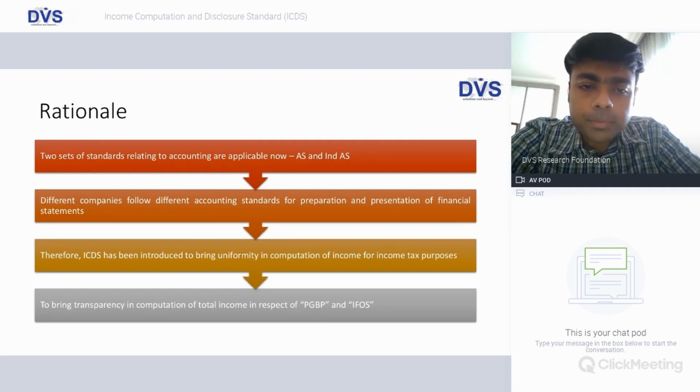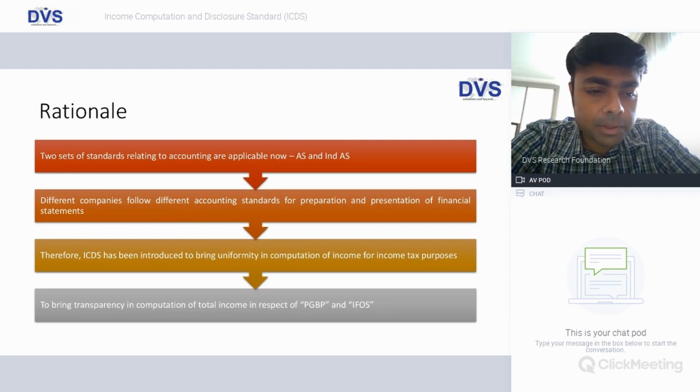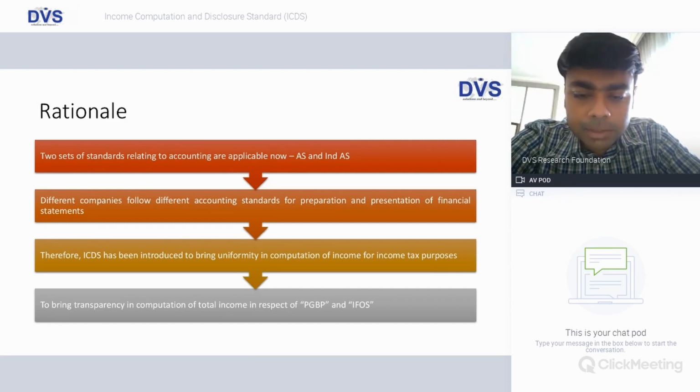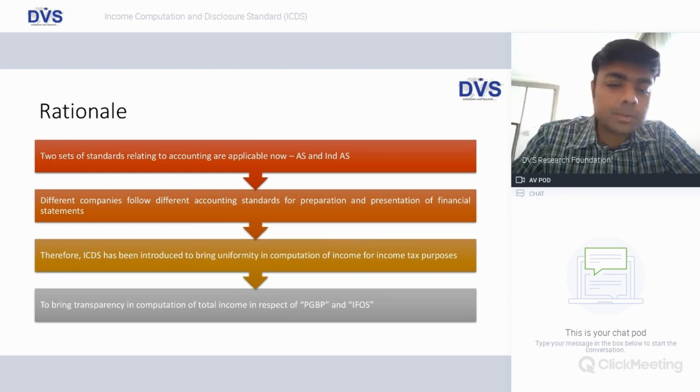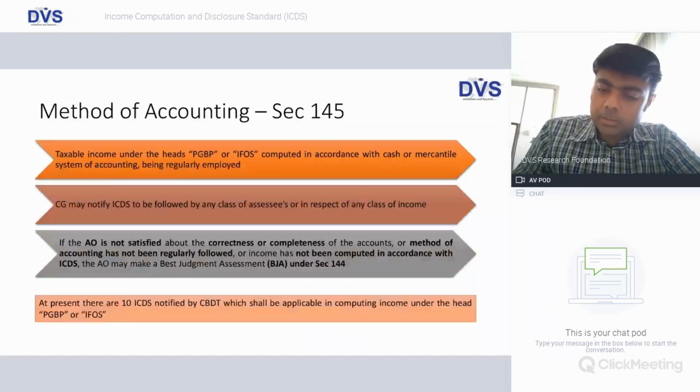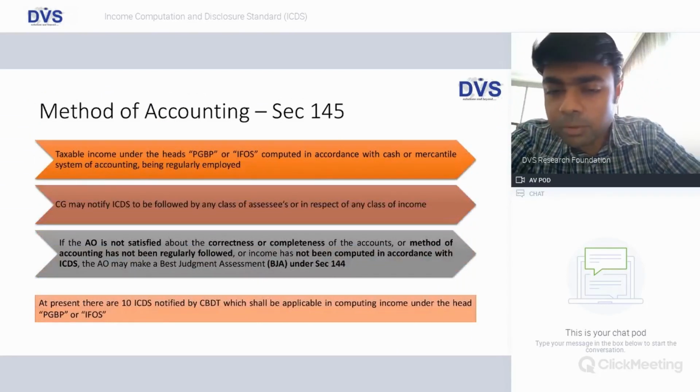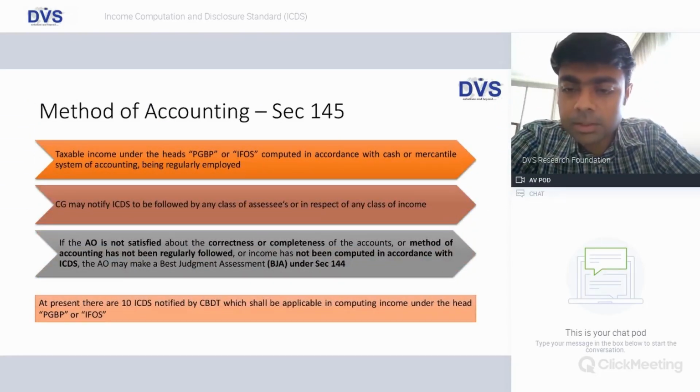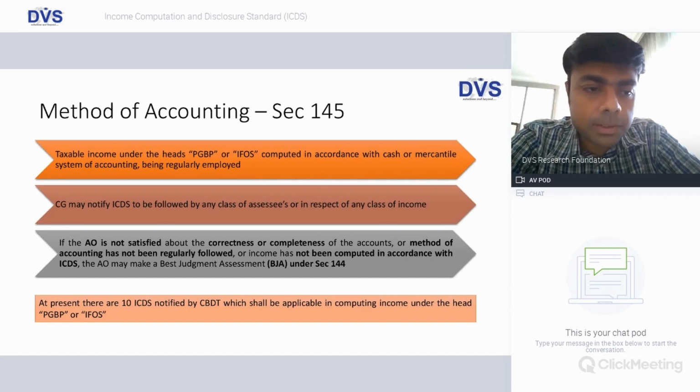The purpose: there was too much flexibility, and there were too many differences between AS and Ind AS. In Ind AS, we had fair value coming into the picture, and primarily, as we discussed, friends, to bring in uniformity in terms of computation of income for tax purposes, ICDS was introduced, and again it applied only to business income and income from other sources. That's the ambit under 145 as well.